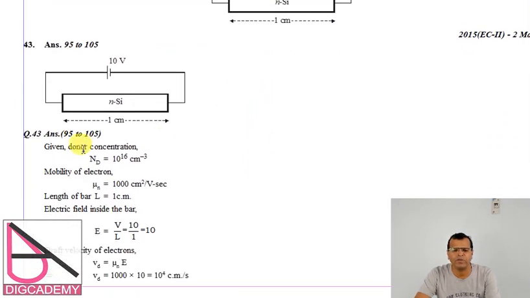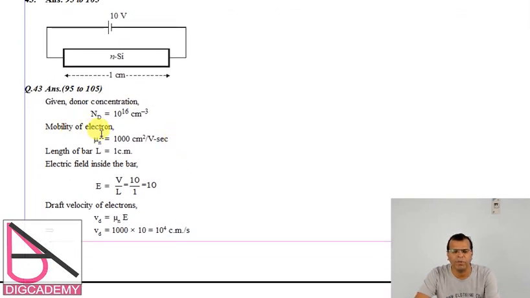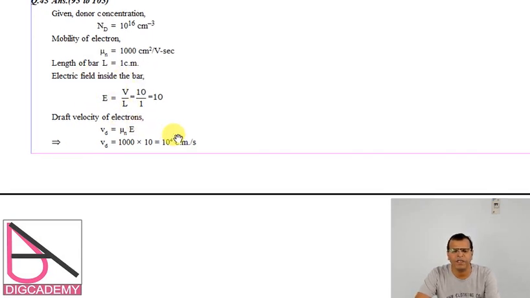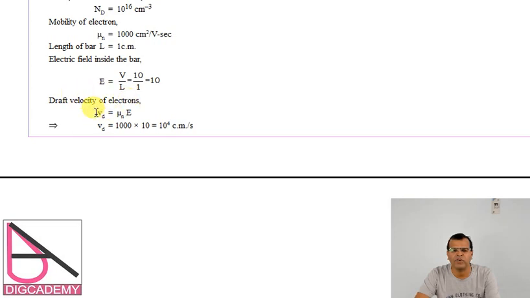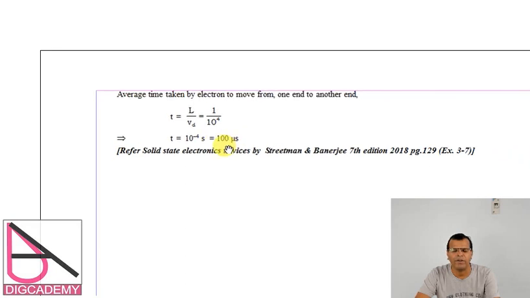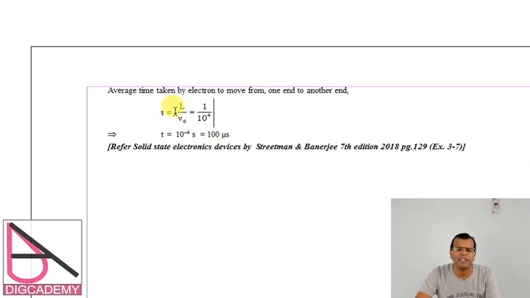So we are given the donor concentration, the mobility of electrons, and the length of the bar. If voltage and length are given, you can find the electric field inside the bar. The drift velocity of the electrons is given by Vd equal to mu n into E. We have seen this expression. So just by putting this in, we get the drift velocity of the electrons inside the bar. And if you know the drift velocity and the length is given, I can calculate the time taken by the electron to move from one end to the other, that is L upon Vd. That comes out to be 10 to the power minus 4 second, or 100 microseconds.